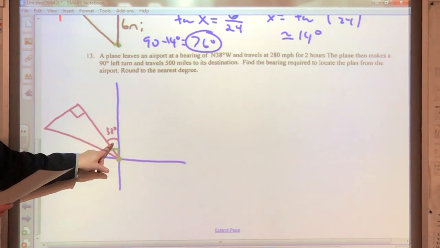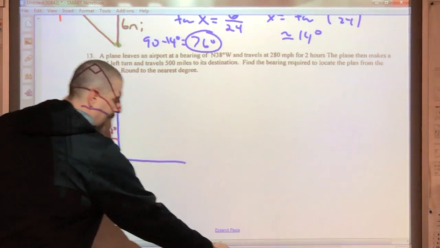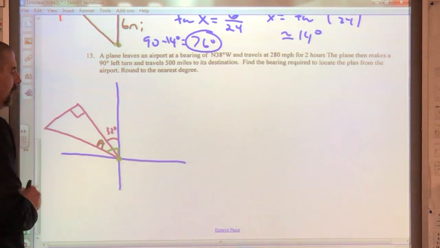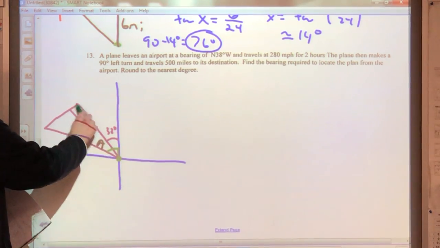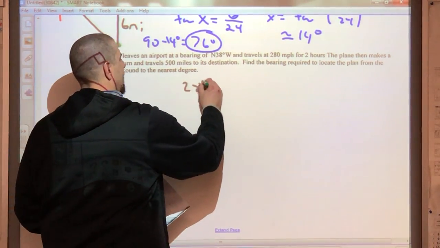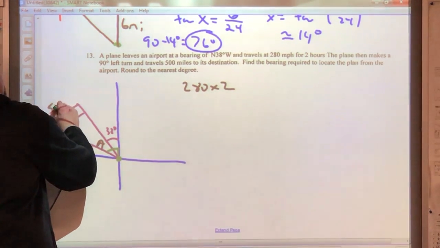So, we know this is 38, so we need to find this angle. We'll call that angle A for Ava. So we're going to find angle A. We need to know this side. Well, 280 miles per hour for 2 hours, so you're going to take 280 times 2. That's going to be 560.